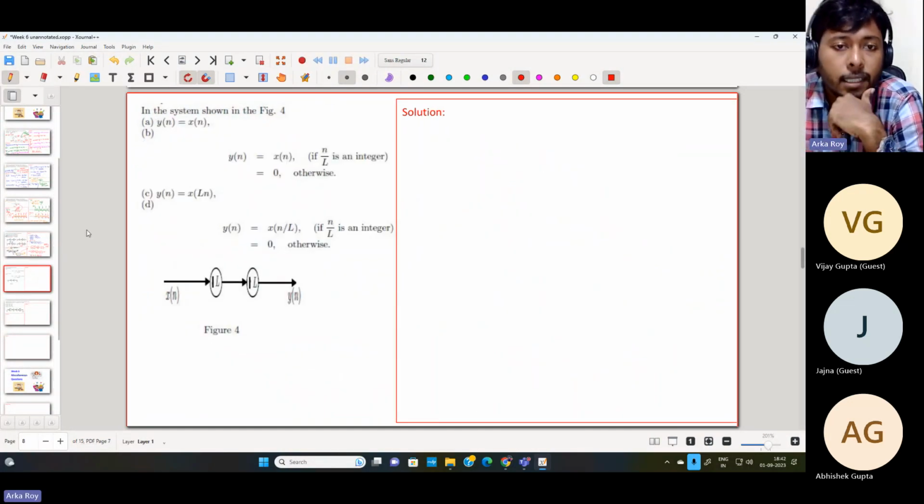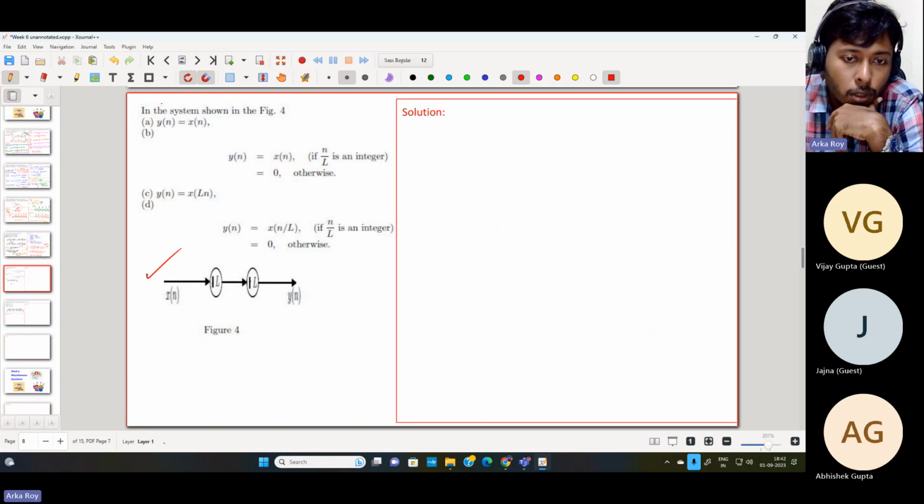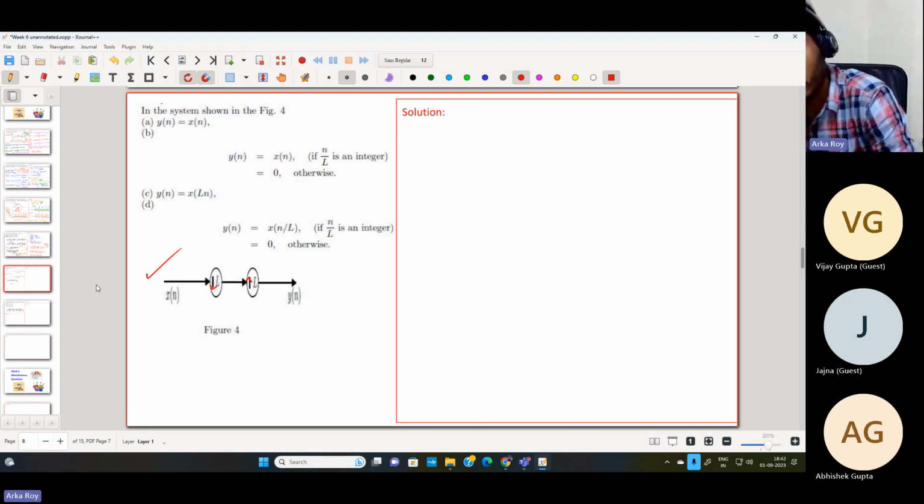So moving forward with the next question. The next question states that we have a system over here. The system has a cascaded version of one downsampler followed by an upsampler. So this is what we have, a downsampler, and here we have an upsampler. We need to find the relationship between y of n and x of n, or how y of n is related to x of n given this particular system.